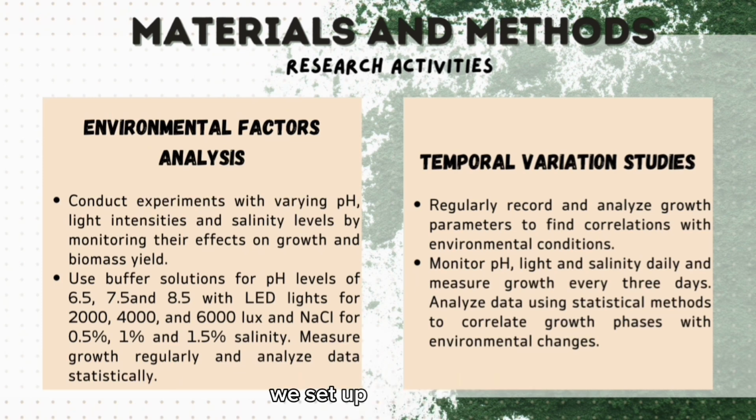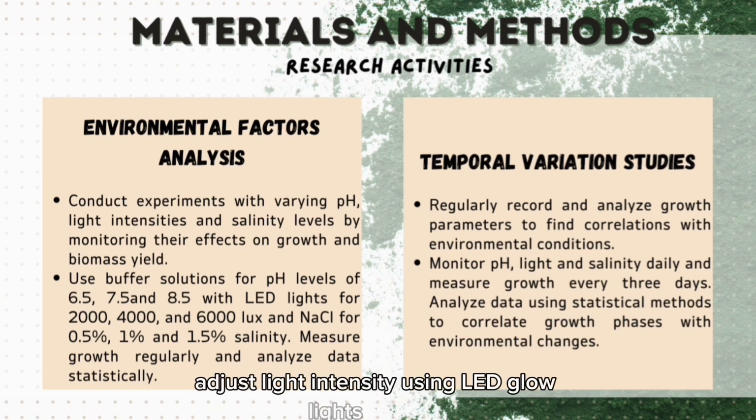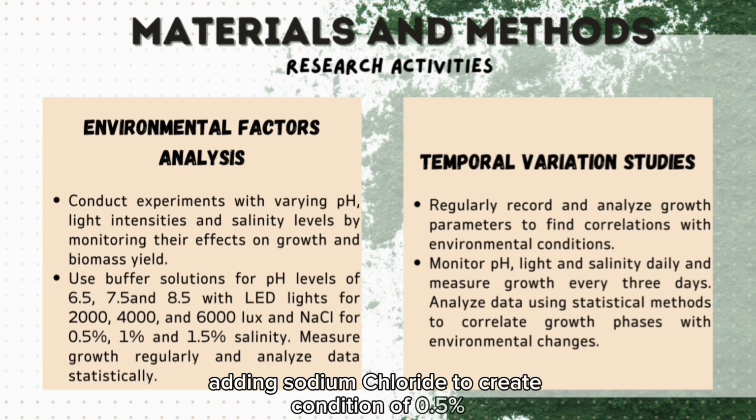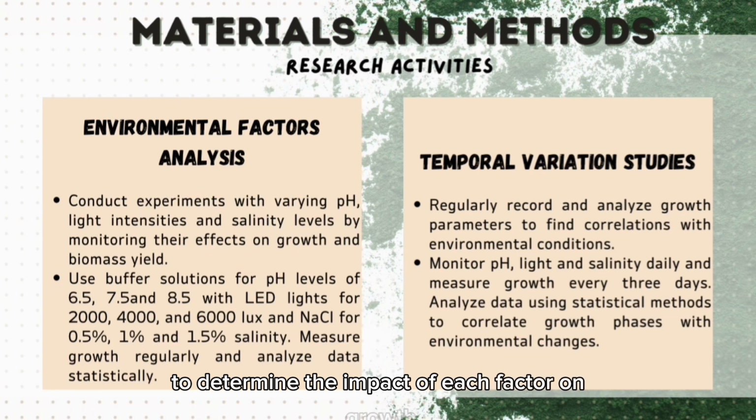In detail, we set up experiments with buffer solutions to create pH levels of 6.5, 7.5 and 8.5. Then we adjust light intensities using LED glow lights at 2000, 4000 and 6000 lux. We modify salinity level by adding sodium chloride to create conditions of 0.5%, 1% and 1.5%. Then we measure growth parameters at regular intervals using the same method as in the optimization section and perform statistical analysis to determine the impact of each factor on growth.